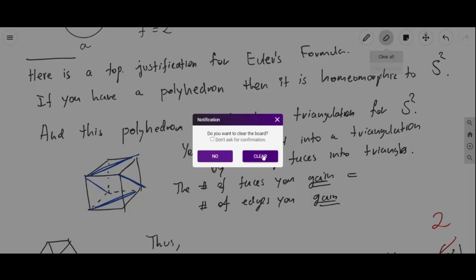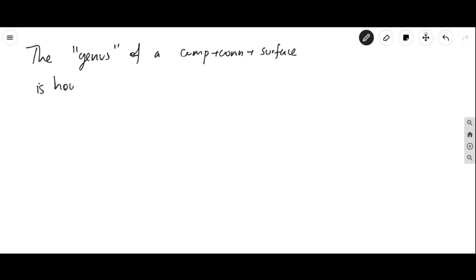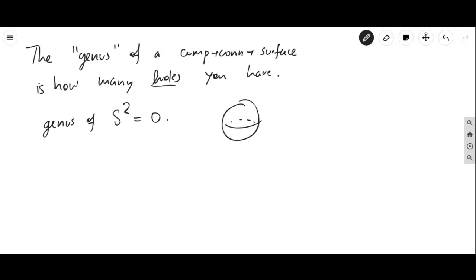So let me mention a few other things involving the Euler characteristic. The genus of a compact connected surface is how many holes you have. So the genus of the sphere is 0. It has no hole. I know you're going to say, but there's this empty space inside, but it's not a hole because the fundamental group is trivial. It has what you would call a two-dimensional hole, but holes here refers to homotopy. So the genus of the sphere is 0.